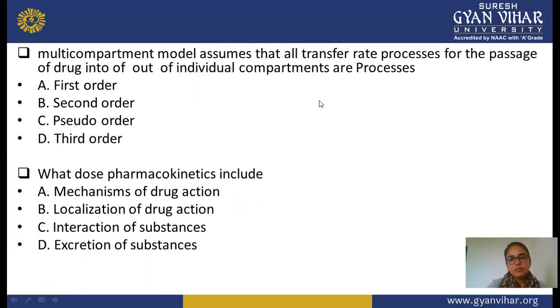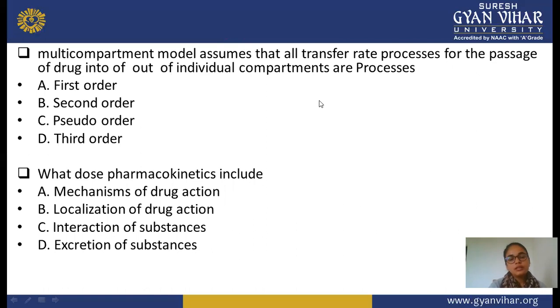Next is the multi-compartmental model. Assume that all transfer rate passages of a drug into and out of an individual compartment process. Means in a multi-compartment model, input and output take place, and they are equal, as we already discussed. So this input and output of an individual compartment depend on which order of reaction? A is first order, B is second order, C is pseudo order, and the fourth option is third order. So out of these four options, you can select which order is suitable for input and output of a drug.